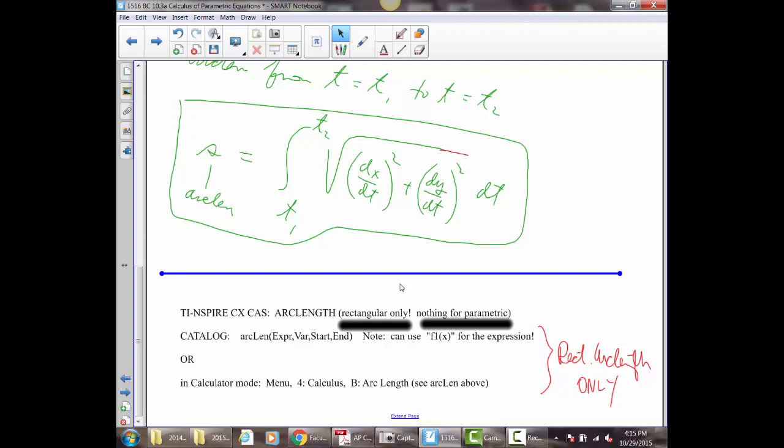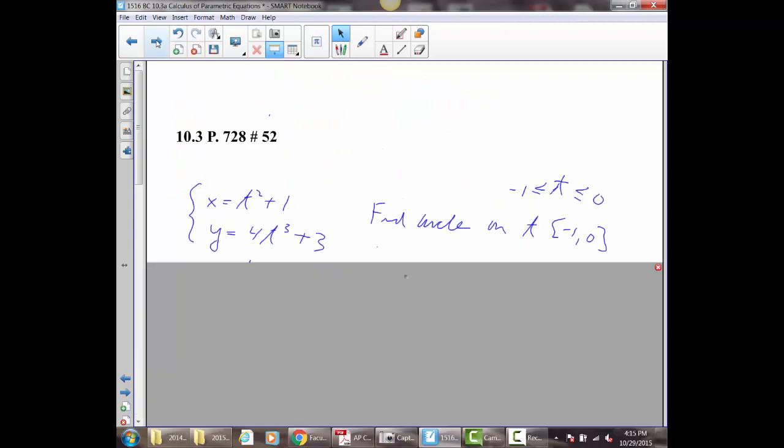On the TI-Nspire CX CAS, for arc length, all you can do is rectangular arc length. It doesn't have anything for parametric arc length. But if you do want to do rectangular arc length, you could go to the catalog and select arc length of whatever your function is, comma your variable x from start to finish. You could also use f1 of x for the expression. Or in calculator mode, you could go to menu, calculus, and arc length.